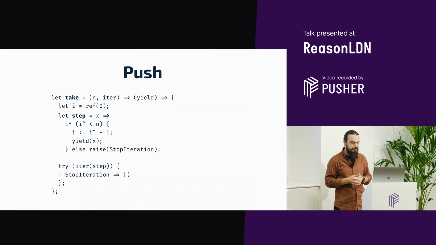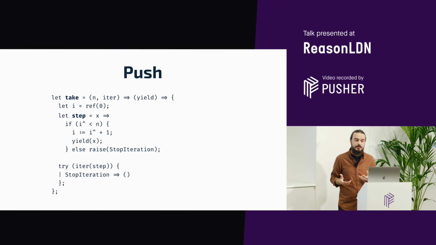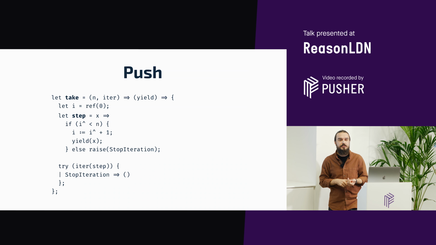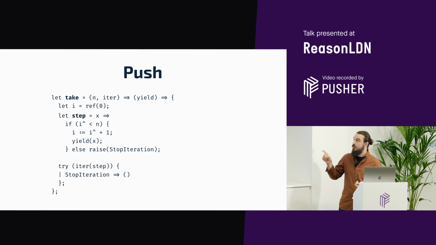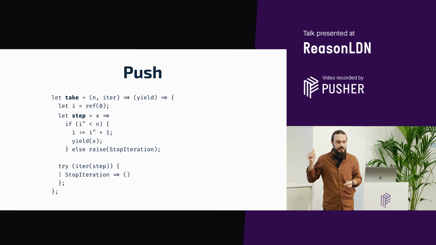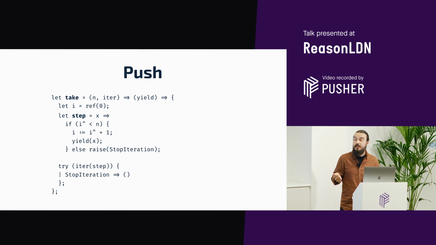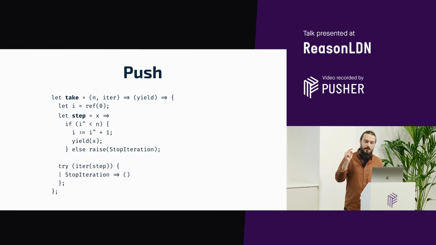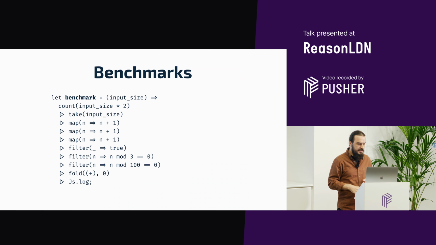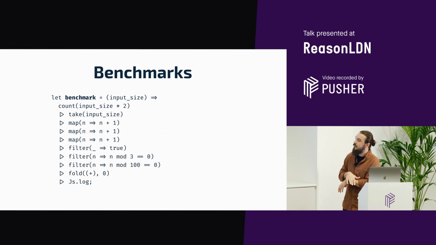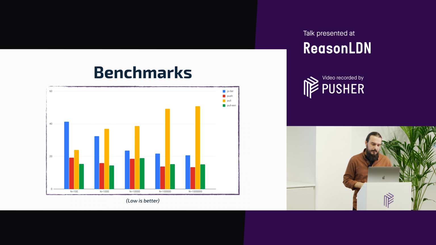So I ran some benchmarks with these different models. I compared them with the standard JavaScript implementation. I used both push and pull based iteration models that I showed you here. And for the pull-based model, I used the one with options and the one with exceptions. This is the basic benchmark that I came up with. It's very simple. It doesn't really do anything useful, but it applies our combinators multiple times just to make sure that we have some diversity here. And these are the results.